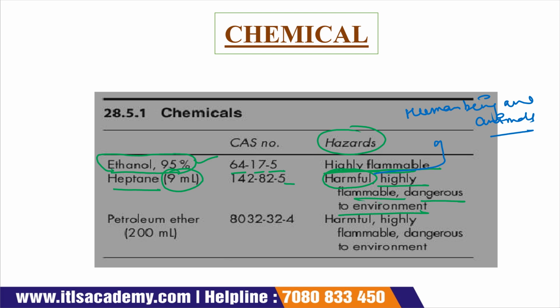Now the next, or the last, chemical is petroleum ether, and the volume of this petroleum ether is 200 ml. That is case number 803232-4. Now the hazard related to petroleum ether is that it is harmful, highly flammable, and dangerous to the environment. If any chemical is dangerous to the environment, when we are disposing of it, we have to dispose of it as hazardous waste. Okay, so these are the list of the chemicals that we used in our experiment.